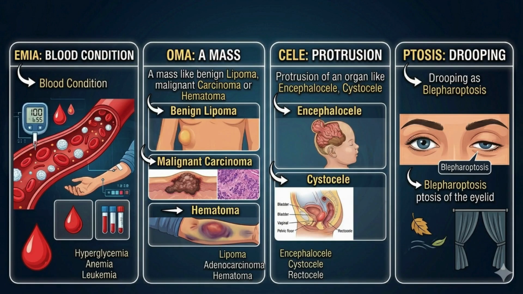So far we have covered emia, a blood condition. Oma, a mass, like a benign lipoma, or a malignant carcinoma, or a blood collection, hematoma. Cele is a protrusion of an organ, like an encephalocele or a cystocele, which is a protrusion of the urinary bladder. And we have ptosis, which is drooping, like blepharoptosis.